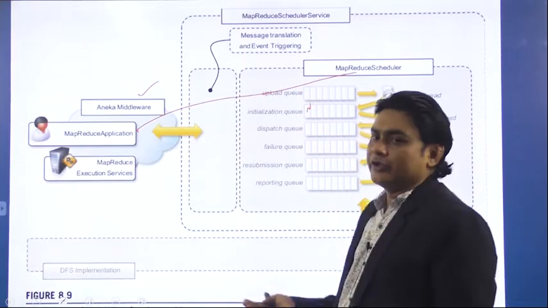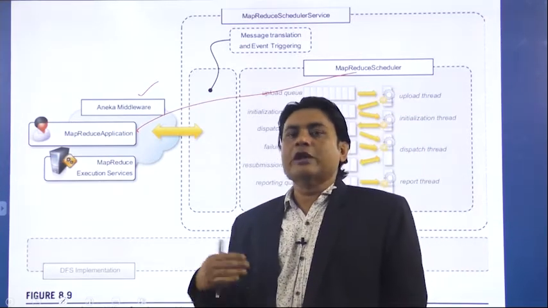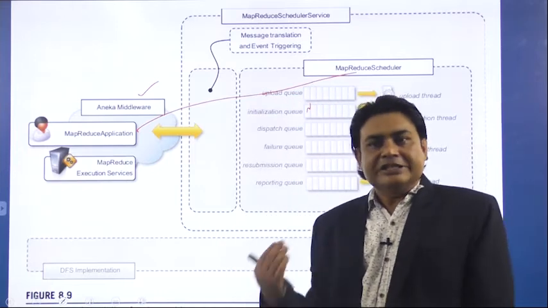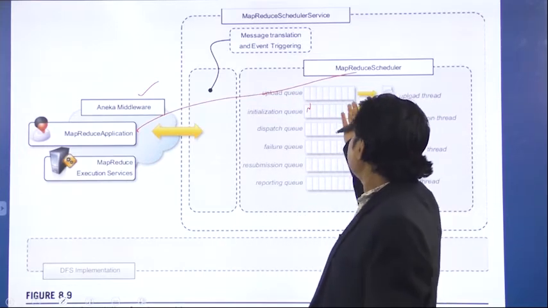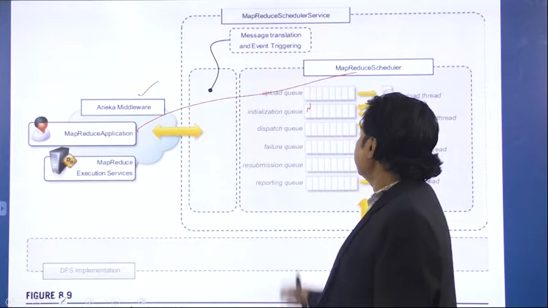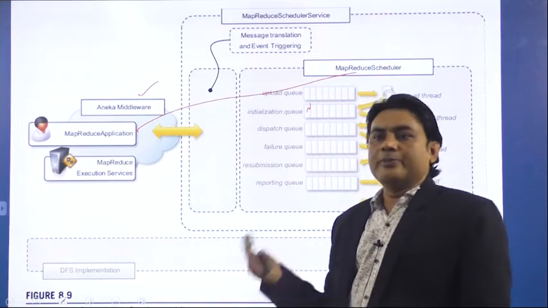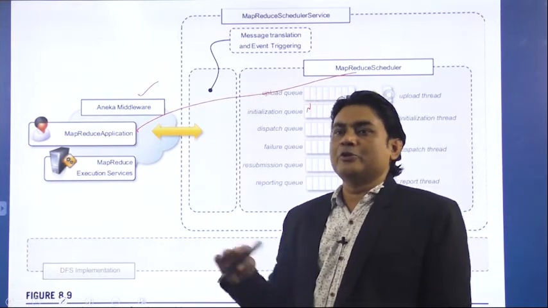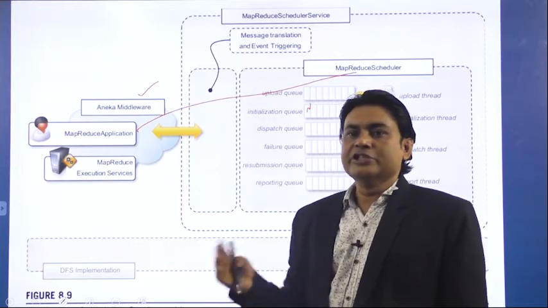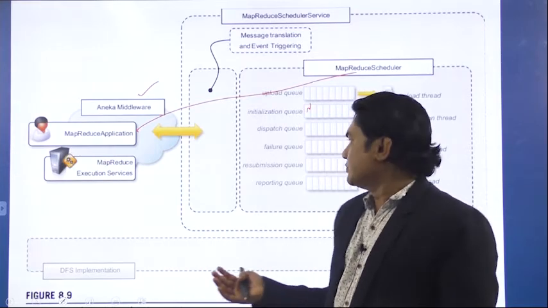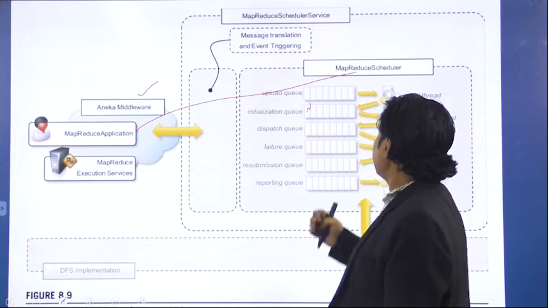So before scheduling, we need to initialize. We have to go for the initialization, and for the initialization, the schedulers can provide the initialization queue. Then they also provide the queues for scheduling the map task and scheduling the reduce task, right? So this kind of queues can be given by the MapReduce schedulers.